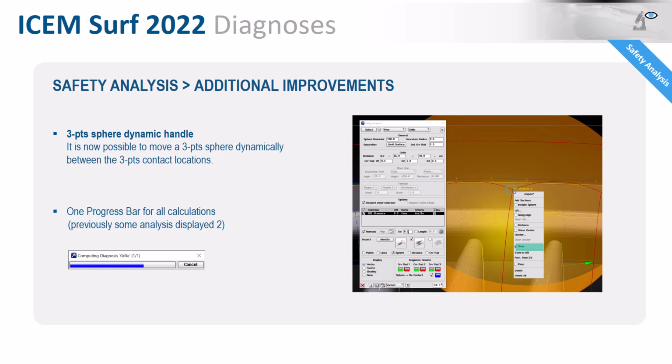The final small improvement is we have optimized the computing progress bar, so it only displays 1 bar and gives the user a more accurate feedback to how far along the calculations have come.